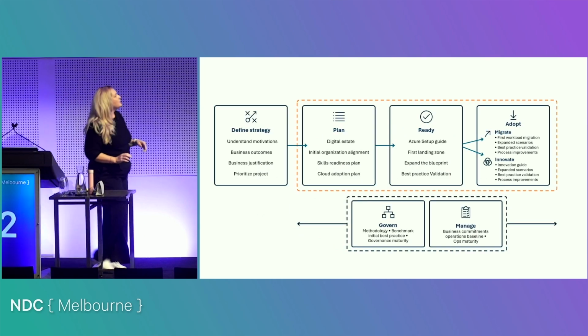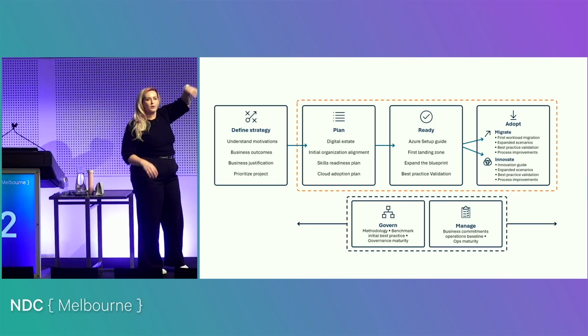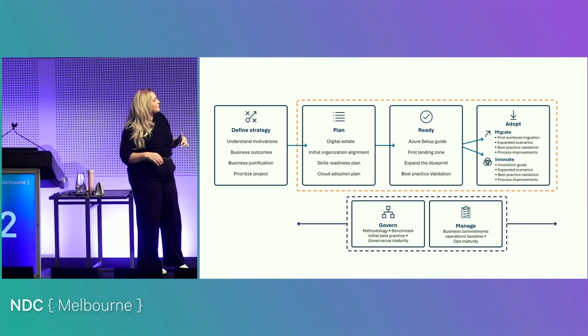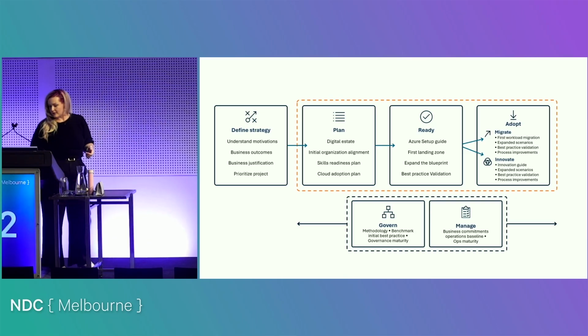So if you think about defining strategy, that's doing those blueprints of the house. Planning, that's where you're figuring out where it's going to be and all the costings and stuff. Ready and adopt is where you're building your cloud environment. And then iteratively you do govern and manage. So that just happens all the time, over and over again, and keeps your environment well architected.